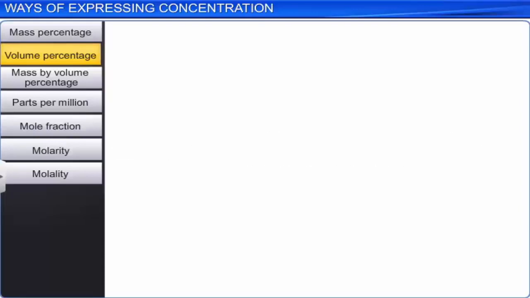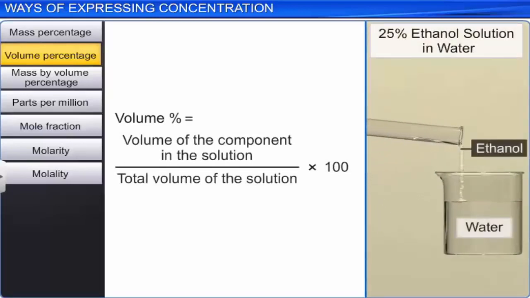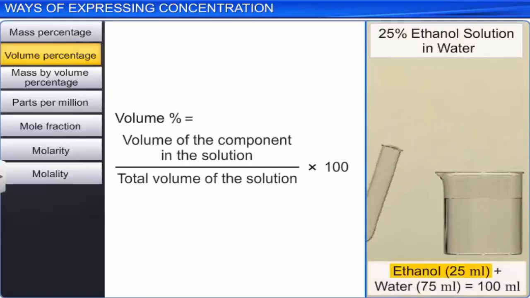For example, 25% ethanol solution in water means 25 milliliters of ethanol is dissolved in 75 milliliters of water, such that the total volume of the solution is 100 ml.